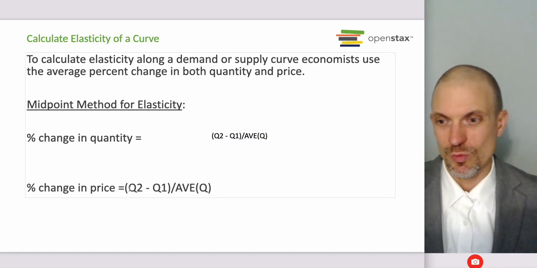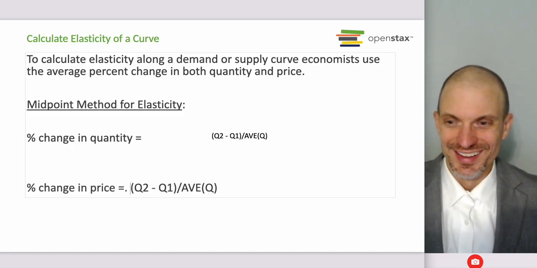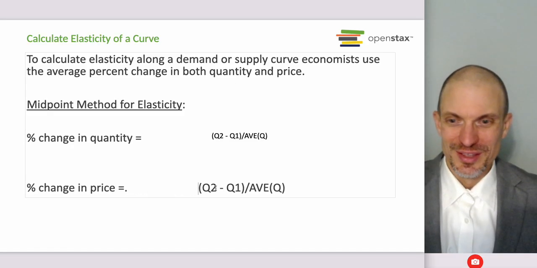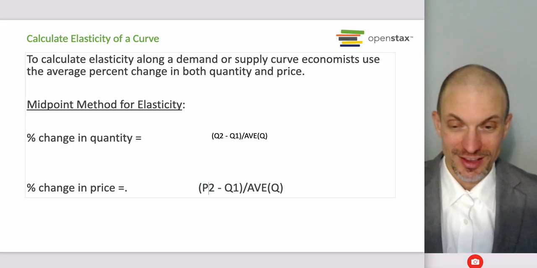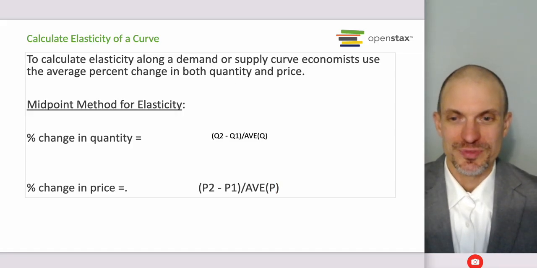Oh, I like how that was way bigger. This is so weird. All right, whatever. So my percentage change in price, this font is not doing what I want it to do. Percentage change in price is going to be P2 minus P1 divided by the average price.